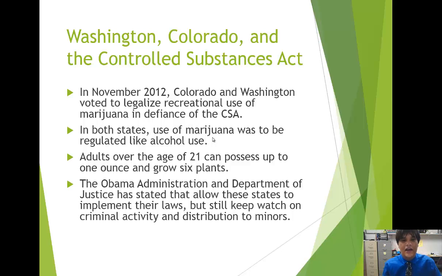Now, currently, remember, Gonzales v. Raich was in 2005. Currently, the Obama administration and the Department of Justice has stated that it will allow these states to implement their laws, but it's still going to keep a watch on criminal activities and also distribution to minors. So if you're selling it on a black market or you're selling it to minors, you're going to be punished by the federal government. They're still going to watch that sort of thing. But the federal government's taking a step back. They're saying Colorado and Washington passed these laws, let's utilize those laboratories of democracy and see if it actually turns out to be a good thing.